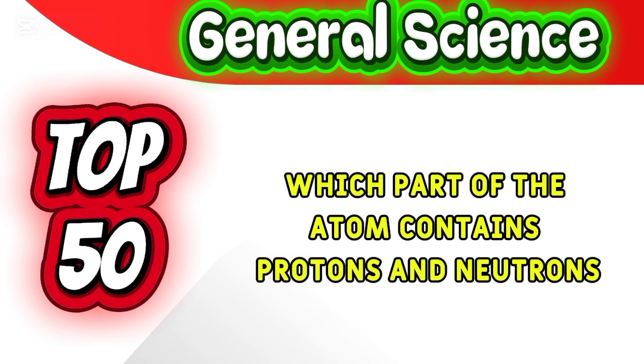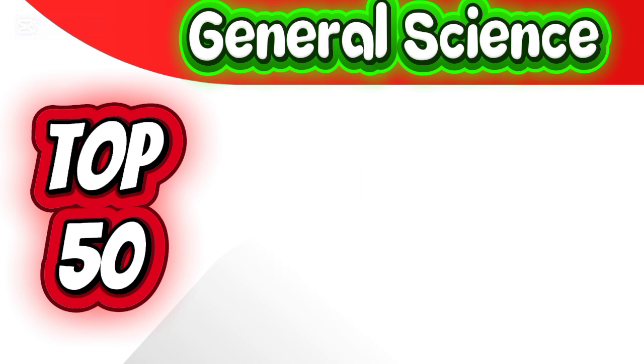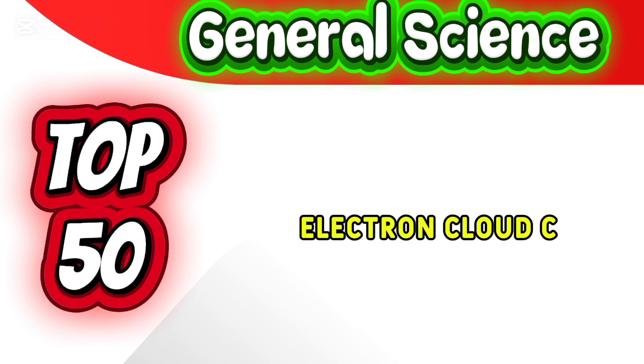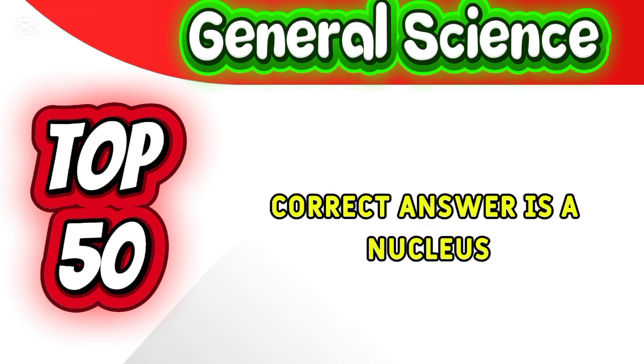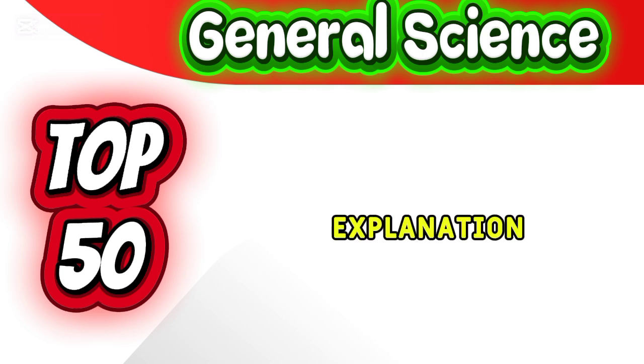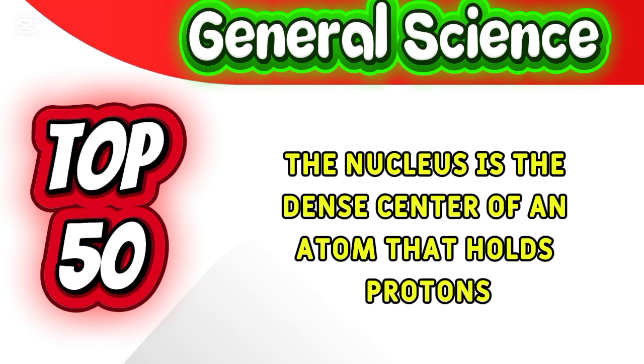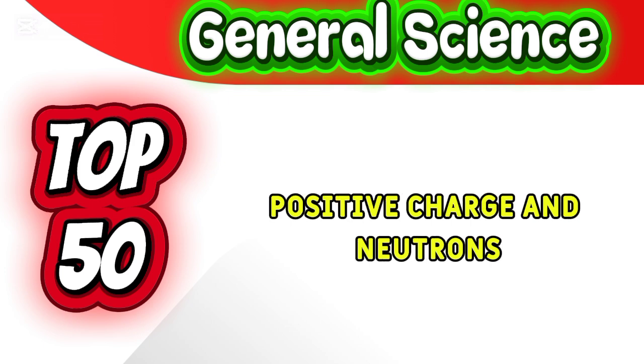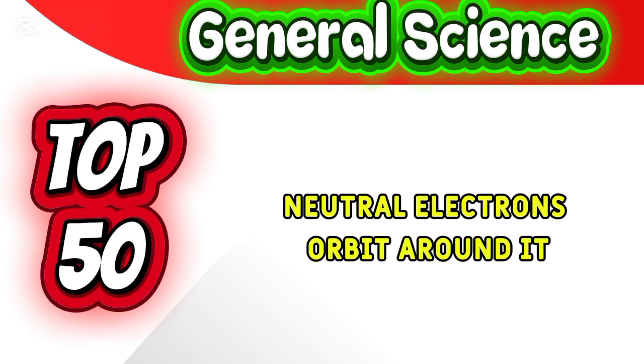15. Question: Which part of the atom contains protons and neutrons? Options: A. Nucleus, B. Electron cloud, C. Shell, D. Orbit. Correct answer is A, nucleus. Explanation: the nucleus is the dense center of an atom that holds protons, positive charge, and neutrons, neutral. Electrons orbit around it.